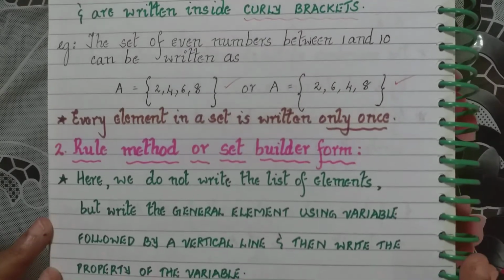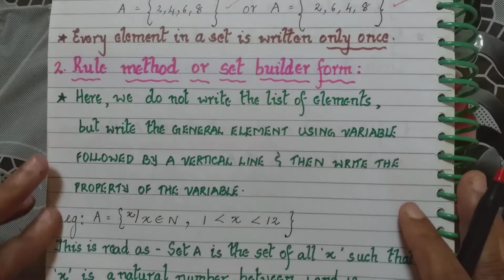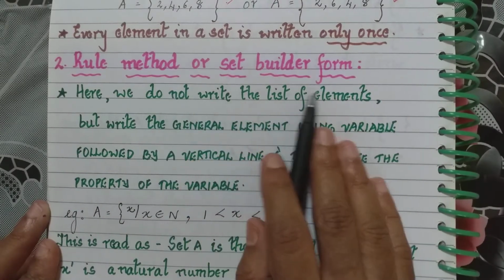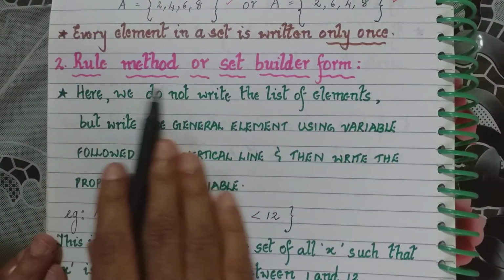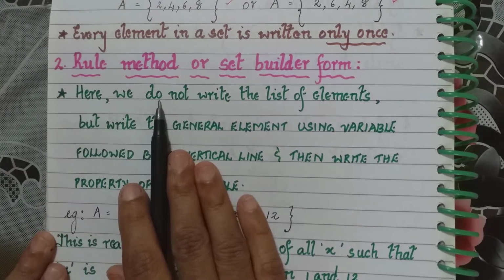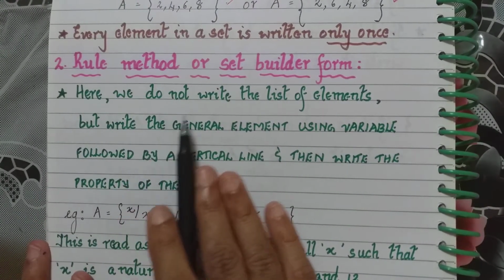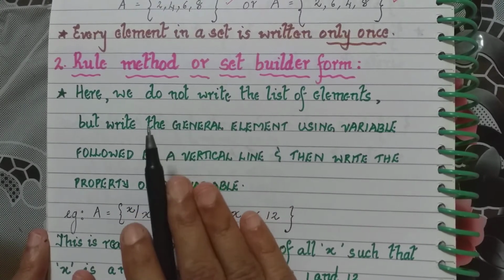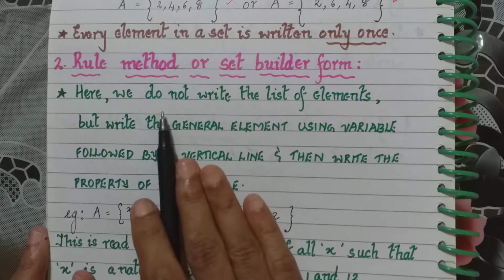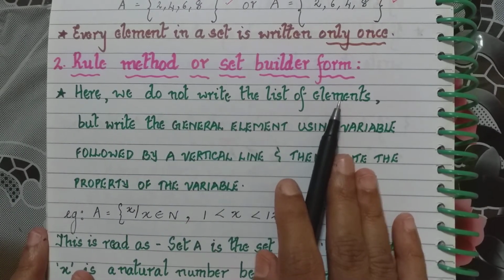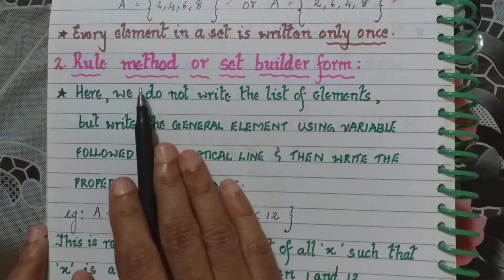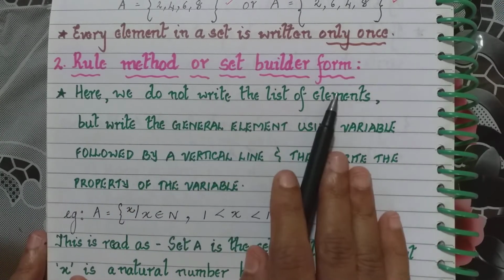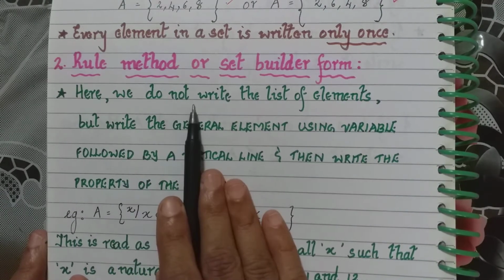Now going to the second method of writing a set. What is it? It is called the rule method or the set builder form. Now when we say rule method, it means a certain rule is given for a particular set which confirms to us what will be the elements which will be present in the set. That rule is giving us the clue or the hint to tell us what will be the elements of a set.